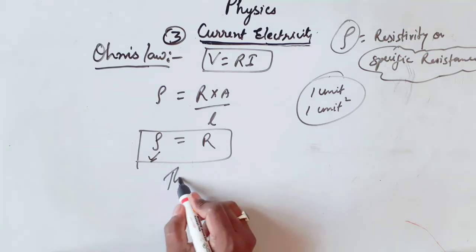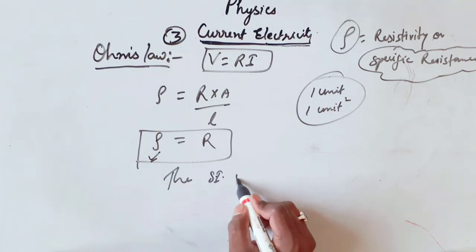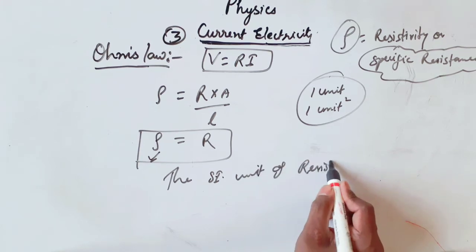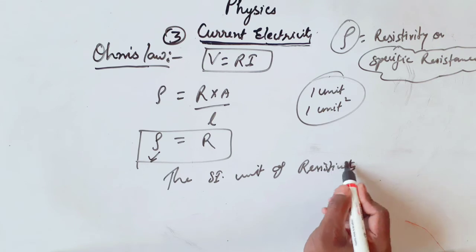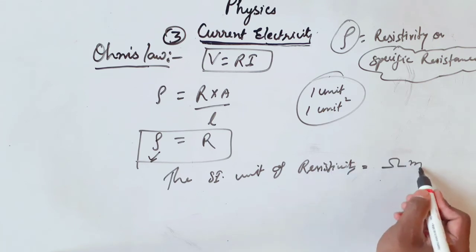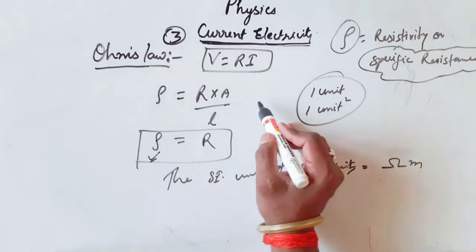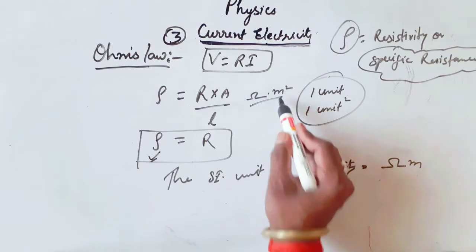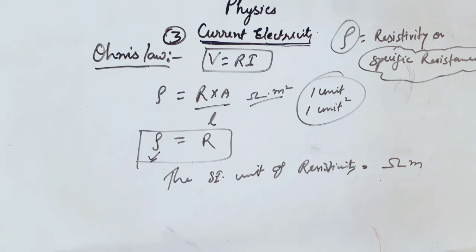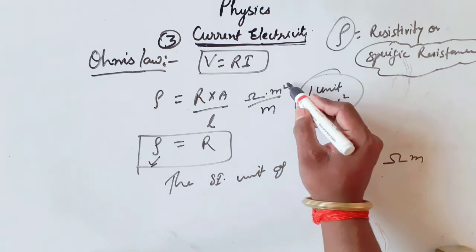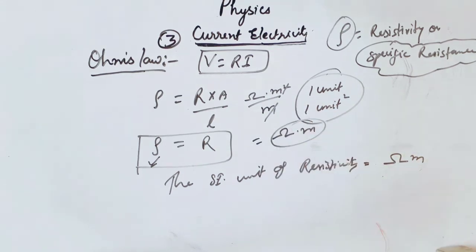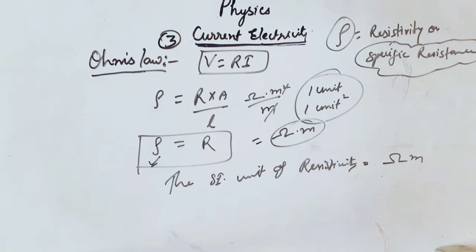The SI unit of resistivity is ohm meter, because the SI unit of resistance is ohm. And what is the SI unit of area of cross section? It is meter square, and the SI unit of length is meter. So it will cancel out, and we get ohm meter. So the SI unit of resistivity is ohm meter.